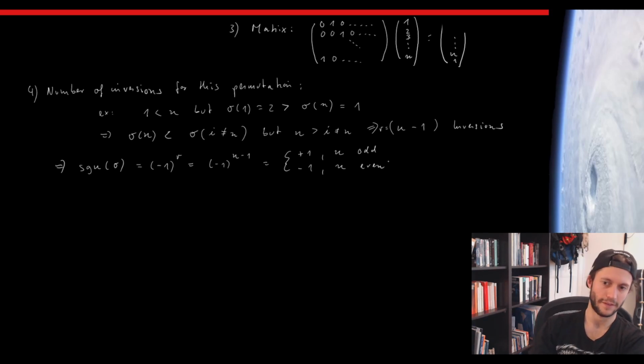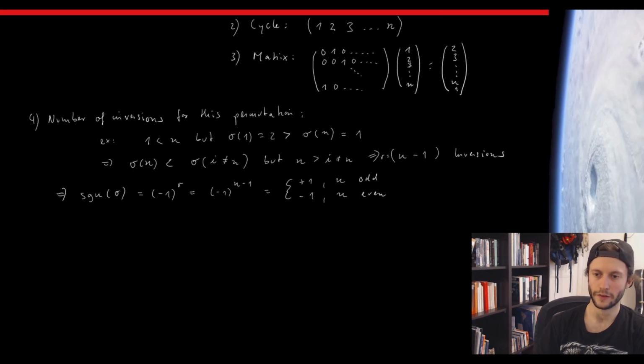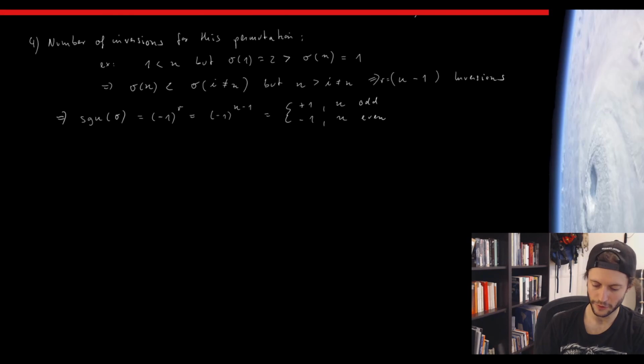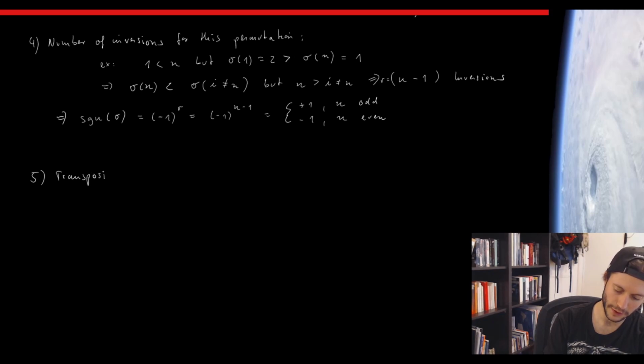Usually you play with, let's say, a 32 card deck, and then this permutation would have the sign -1. All right. We got inversions, the sign, and now let's talk about transpositions.